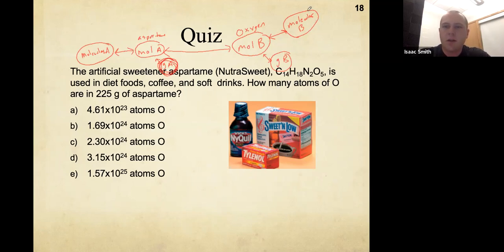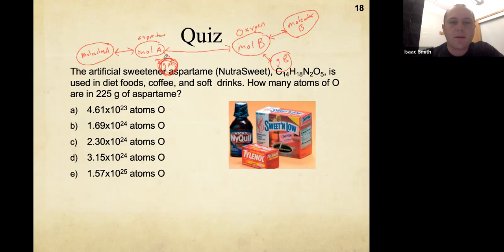We need to go all the way up here, okay? We can't go directly there. There is no arrow in the diagram that takes us there, okay? But we can go from grams of A to moles of A, and then we can go over to moles of B, which then allows us to go to molecules of B. So that's why this diagram is helpful. Looking at the diagram, you kind of map out the direction you need to go to solve the question.